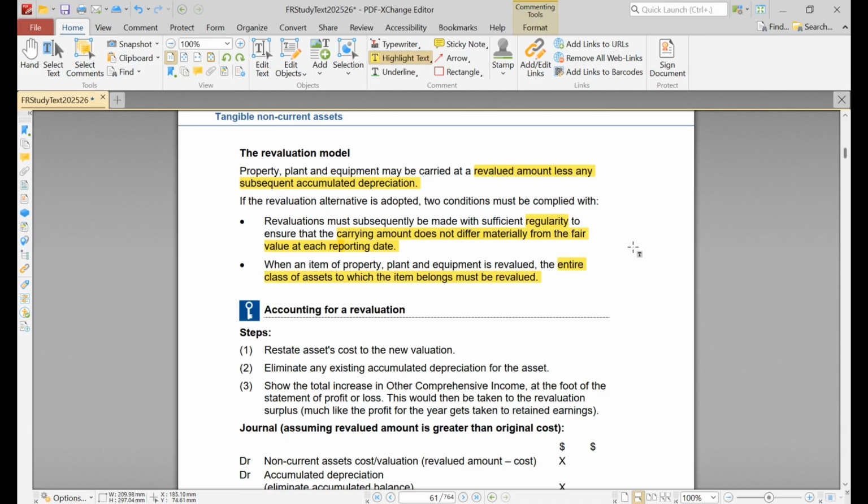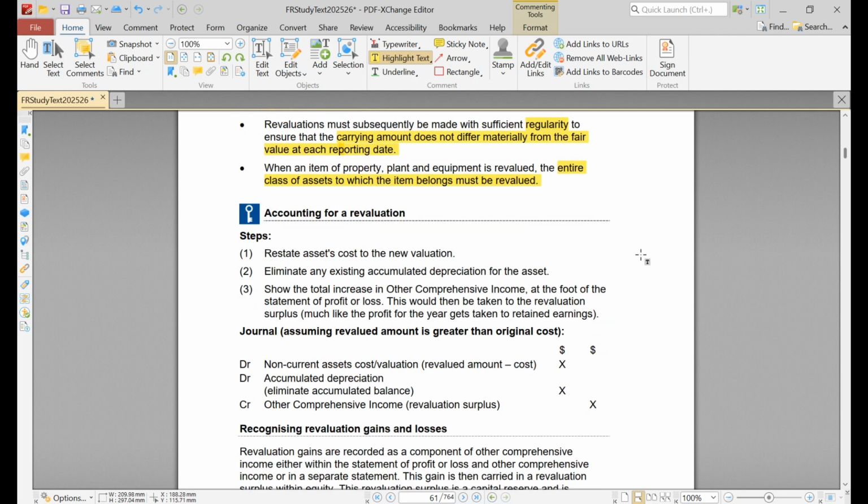Now, this means that if you are adopting the revaluation model, you are valuing the asset time and again based on the fair value. So you should do it with sufficient regularity to ensure that the carrying amount of the asset does not differ from the fair value. And the second point is that if you're valuing a certain asset using the revaluation model, then the entire class of that asset must also be revalued. You cannot just choose a single asset from the entire class. The entire class must be revalued.